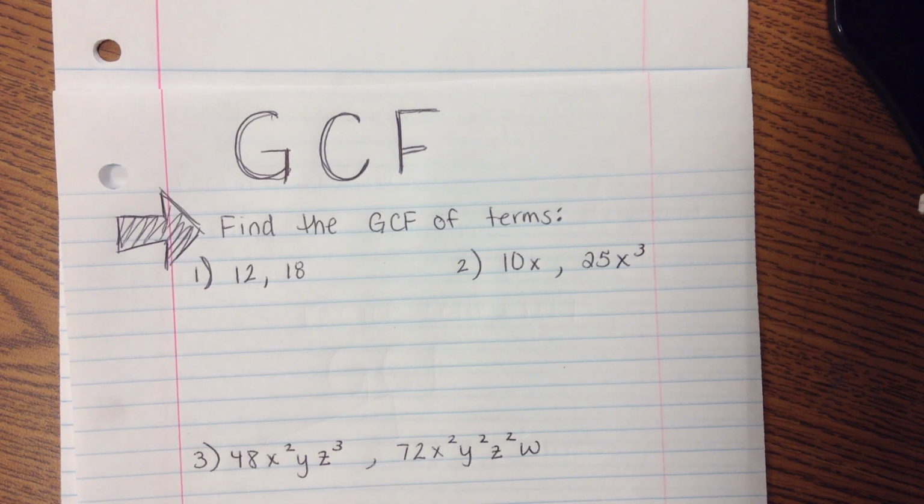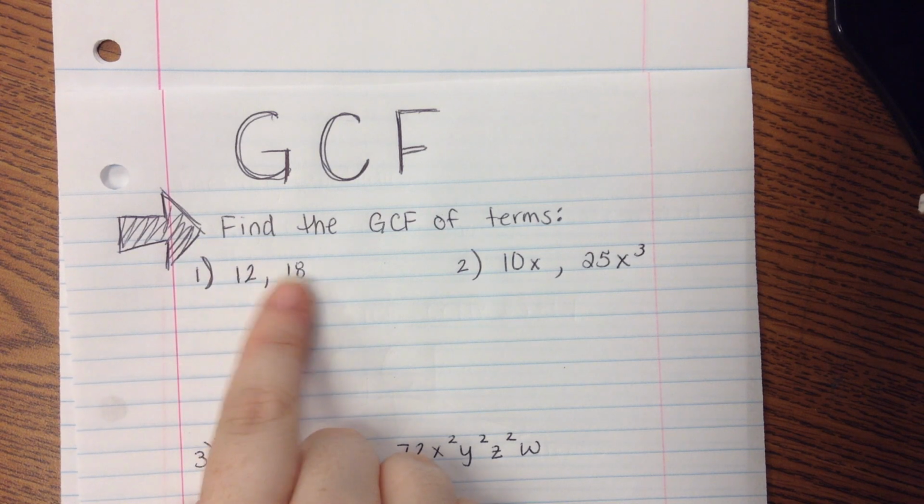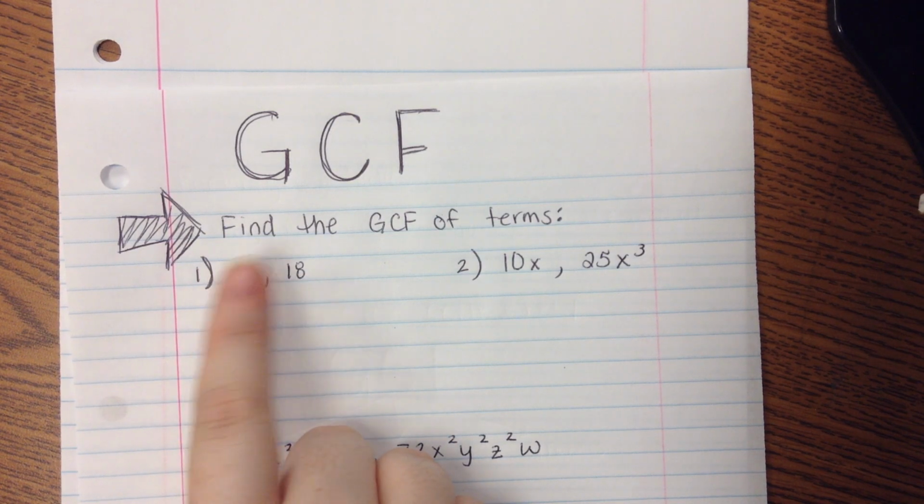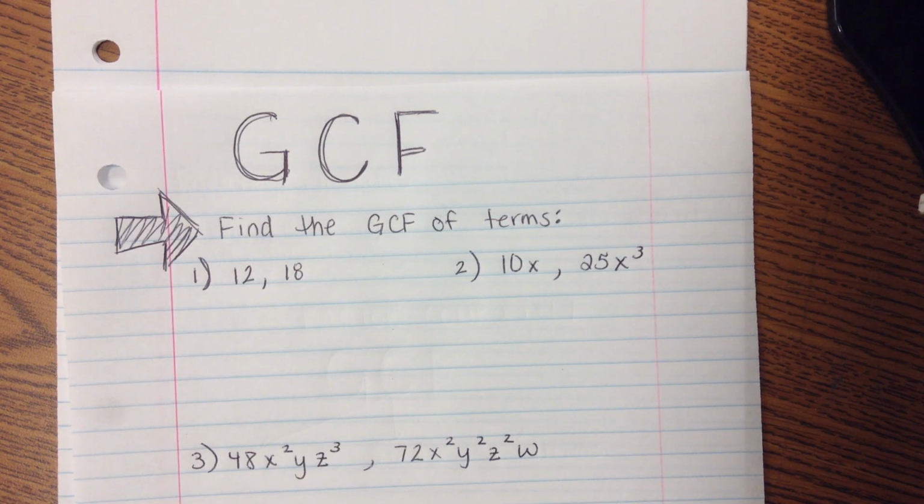So we look for, remember, the GCF is the biggest number and/or letter that each term can be divided by. Number 1 only has 2 terms. It's a 12 and an 18. It only has numbers, so we have to find the largest number that goes into both 12 and 18.